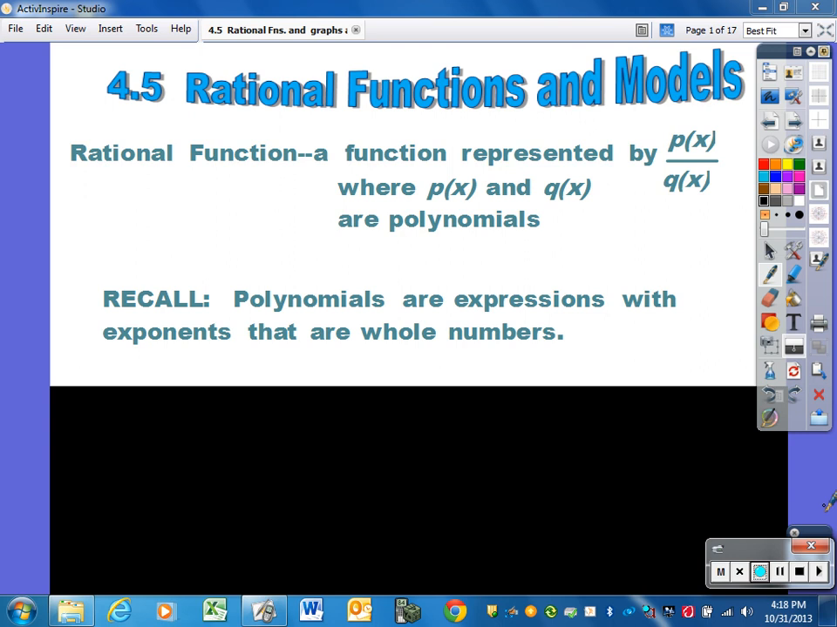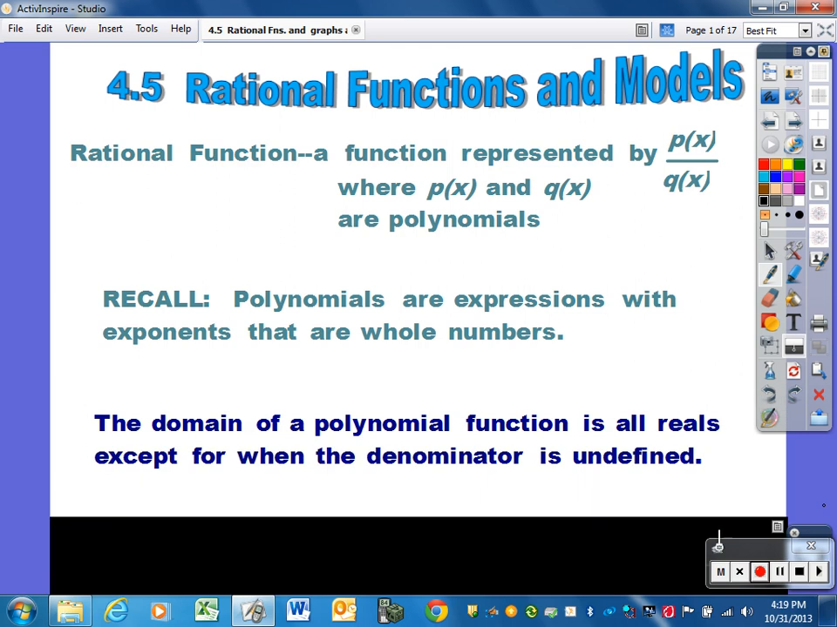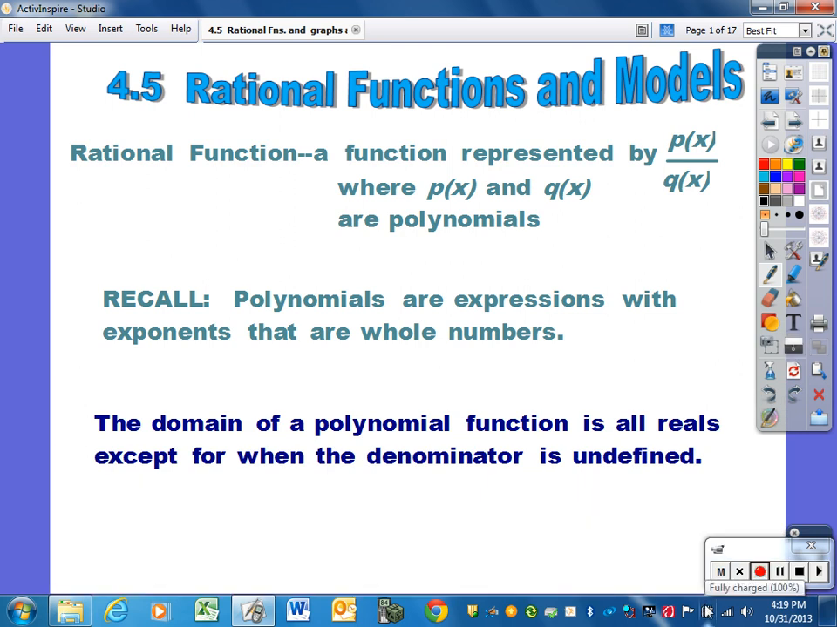A rational function is a function represented by one polynomial divided by another polynomial. So to know if something's rational, you must first check if the numerator is a polynomial and the denominator is a polynomial. Remember that polynomials are expressions with whole numbers as the exponents on your variables. The domain of any rational function would be all reals, except for where the denominator is undefined.